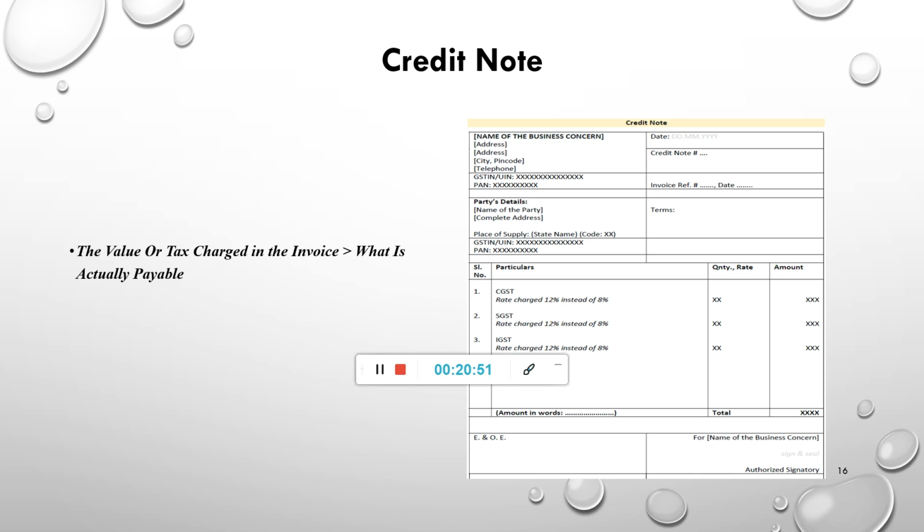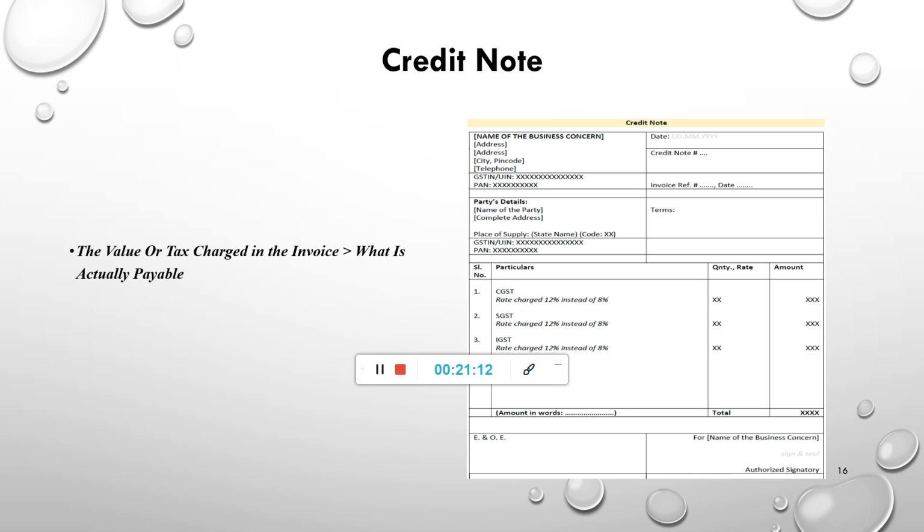Now let's discuss credit note. In case where the tax invoice has been issued for a supply and subsequently it is found that the value of the tax charged in that invoice is more than what is actually payable or chargeable, or where the recipient has returned the goods, the supplier is supposed to issue a credit note to the recipient.